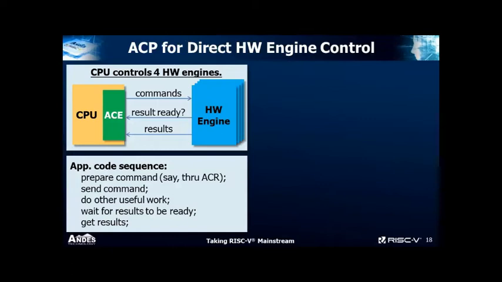Here we show an example of how to use Andes custom port. Let's say designer want to use CPU to directly talk to external hardware through a handshake protocol. Here, CPU will prepare a command through ACR, then send the command to hardware, and wait for the hardware engine ready to send the result back to the CPU.